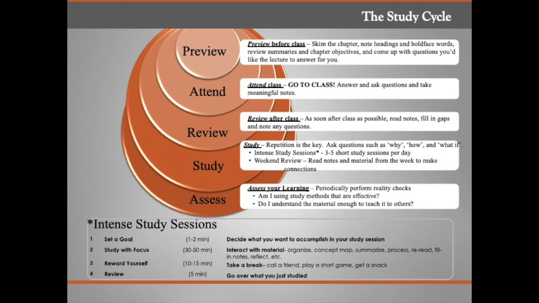And then the next step, of course, in learning and in the study cycle is attendance. And truly, sometimes we overlook the importance of being present. And that doesn't even mean being present physically. It means being present emotionally, intellectually, thoughtfully, and intentionally in your classes, right?